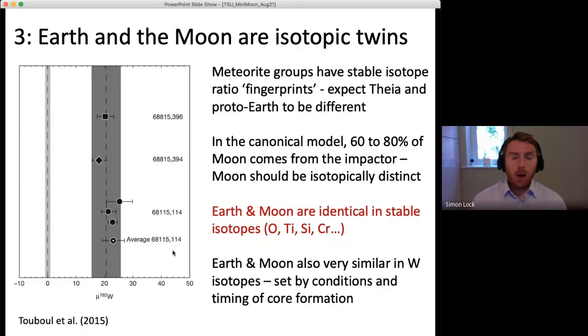No one was expecting this. Well, I mean, probably people were, but I certainly was not expecting this. This is actually fantastic, because it means that the Earth and the Moon formed out of the same material. And as I said, because in the canonical impact most of the material for the Moon comes from the impact, from Theia, there's a really big inconsistency in our models. We'd expect the Moon and the Earth to look different, but they actually look the same.